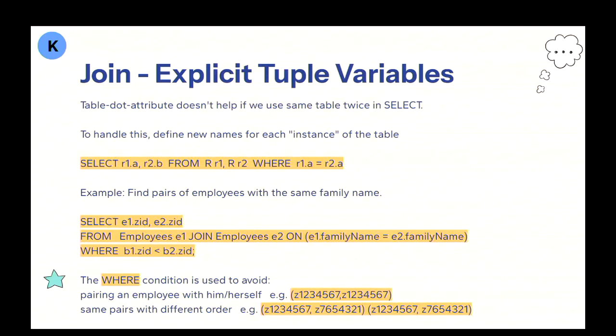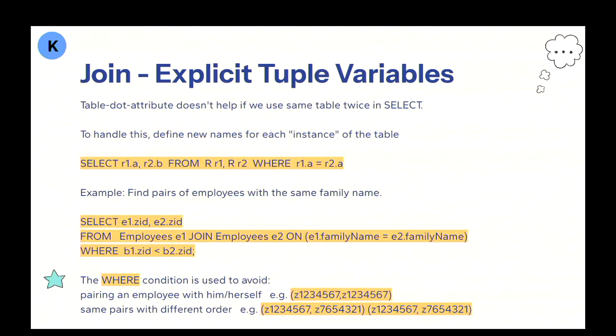And just now we discussed we can use table dot attribute to uniquely specify an attribute. However, it doesn't help if we use the same table twice in select. So in this case, we can create a different alias for each instance of that table.